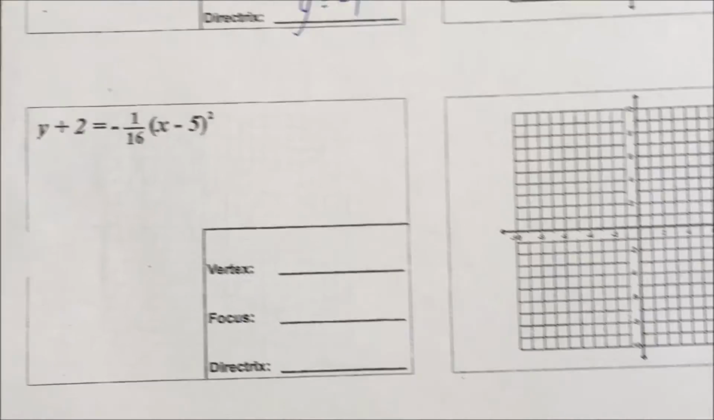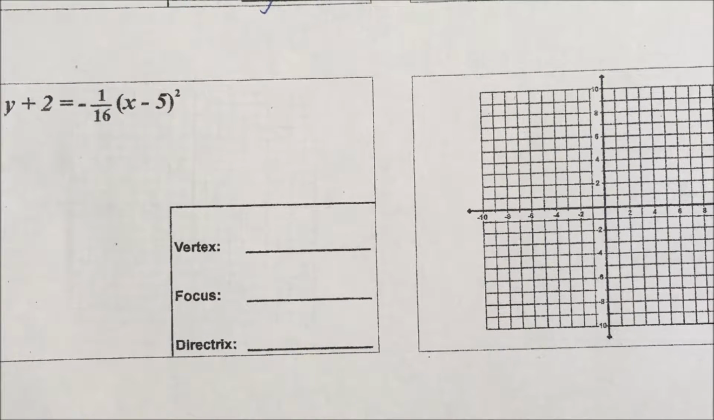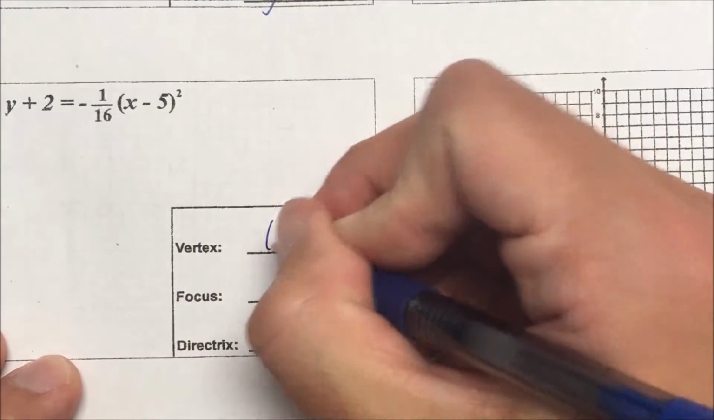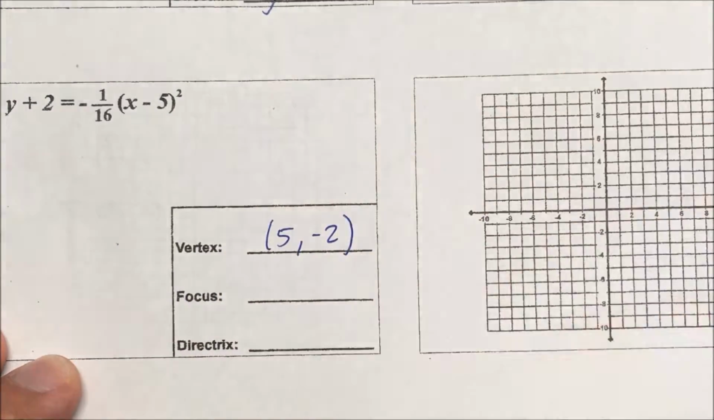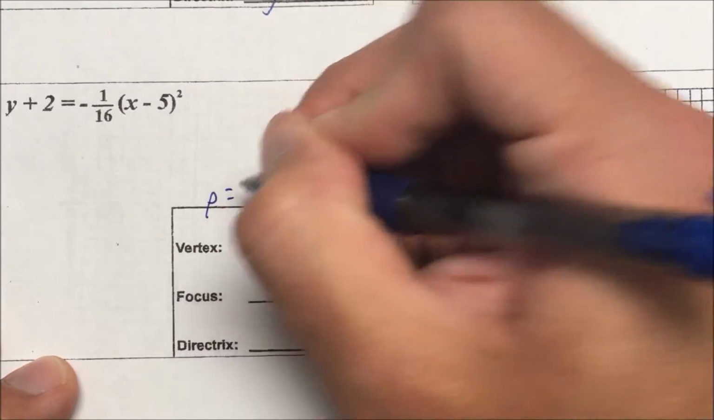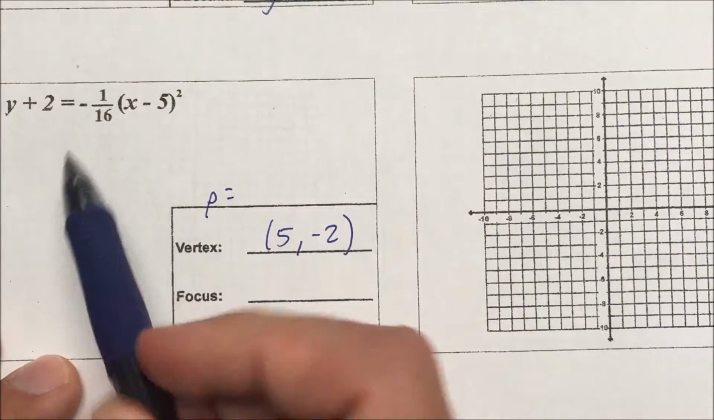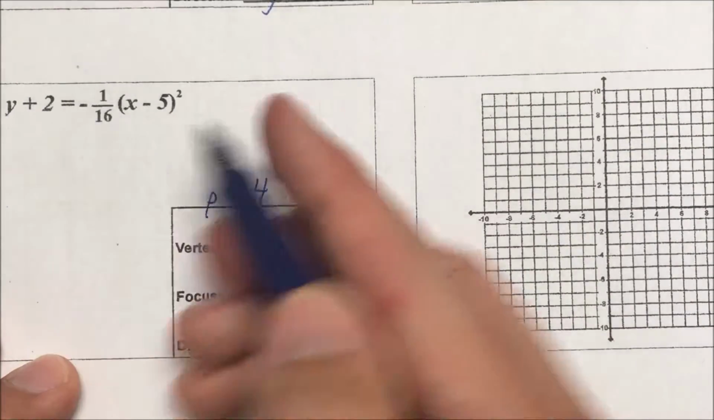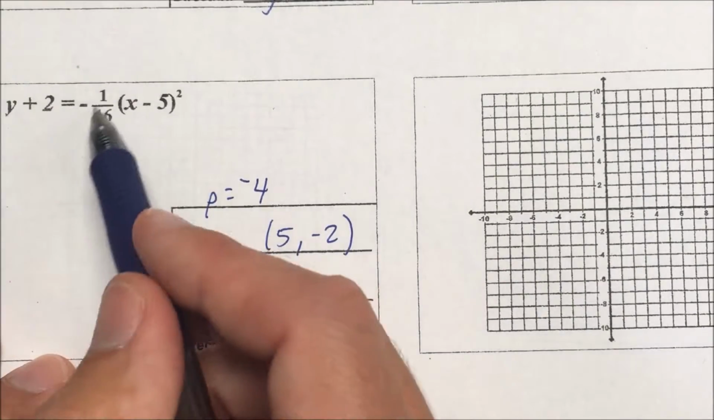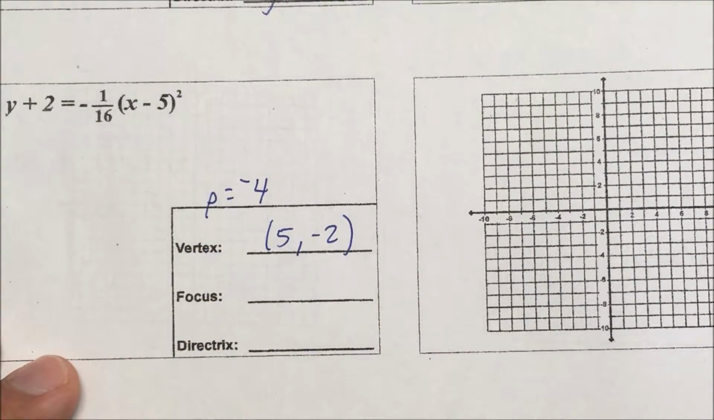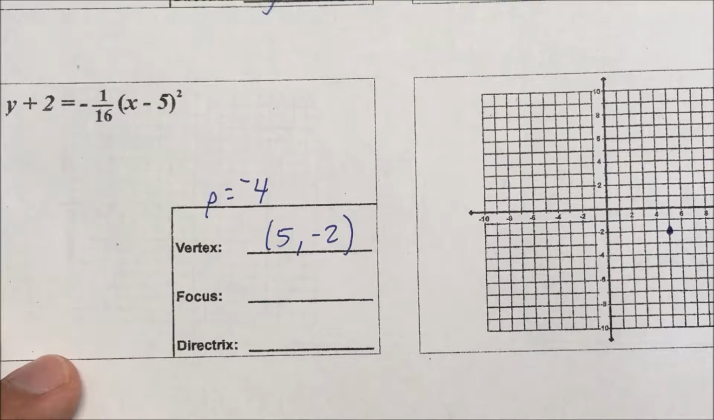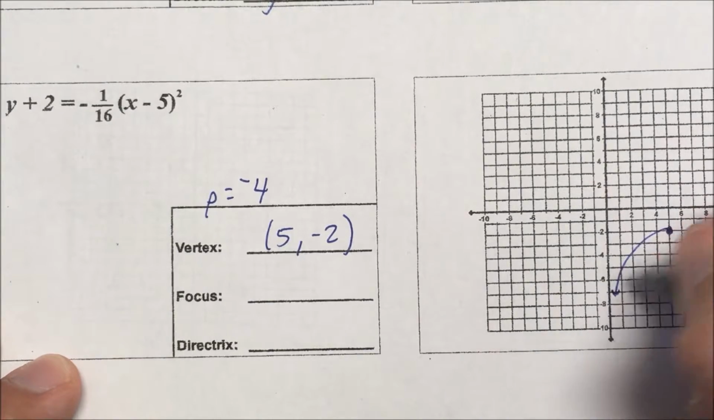Let's say I'm given something that looks like this. y plus 2 equals -1/16 times x minus 5 squared. My vertex is going to be 5, -2. My p-value is going to be 4 times what gives me 16? That's 4, but something else is different here. I got that negative. It's going to be negative, and that's telling me that my parabola is going to be opening down. So if I go to my vertex at 5, -2 right there, then I know that it's going to be opening down, something like that.